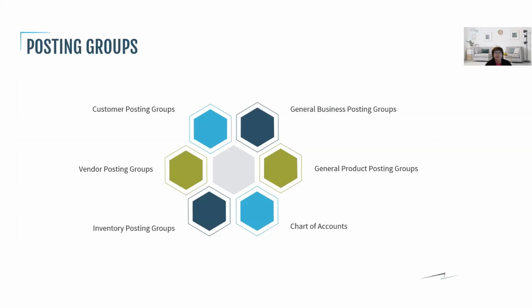So there are six different posting groups that are typically used. We have our customer posting groups, our general business posting groups, our general product posting groups. These are based on the chart of accounts. And we have our inventory posting groups and vendor posting groups. Now, you may not use all of these depending on what type of business you have. So if you don't use inventory, you may just have customer posting groups and vendor posting groups, and your transactions could be directly to a GL account.